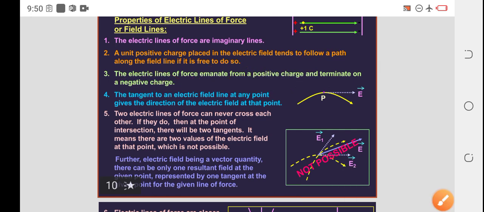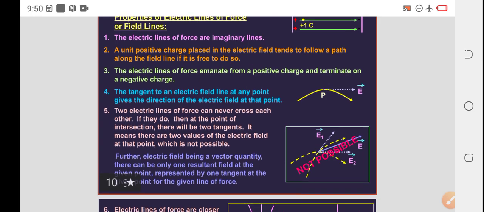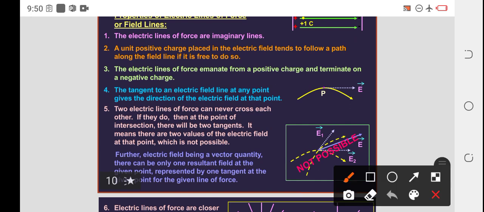Coming to the fourth property, the tangent to an electric field line at any point gives the direction of the electric field at the point. You can see this figure. We have a practical also. So here the tangent to an electric field line at any point gives the direction of the electric field at the point.